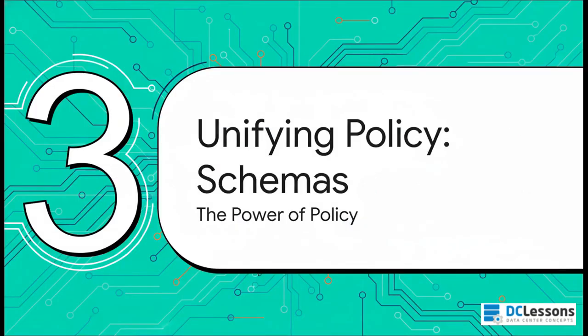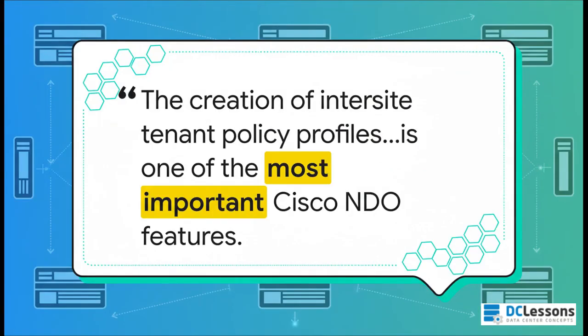Okay, now we're getting to the absolute heart of NDO's power. Unifying policy. This is about so much more than just connecting things. It's about being able to define your networking and security rules one time, and then letting the orchestrator handle translating and deploying that intent consistently, no matter how many sites you have. This just dramatically cuts down on human error and makes delivering new services so much faster. And look, you don't just have to take my word for it.